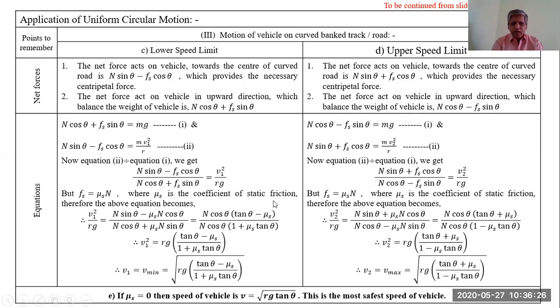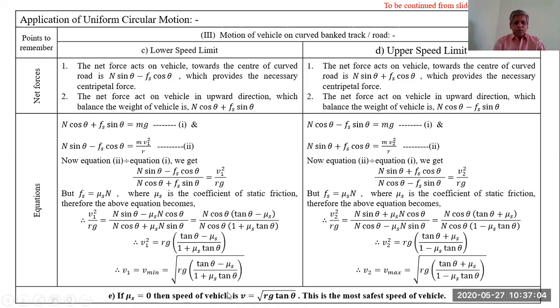Only the difference is here: in the lower speed limit, N sin theta minus mu s N cos theta, that is fs, mu s N cos theta, provides the centripetal force, and here N sin theta plus mu s N cos theta provides the centripetal force. Plus signs here, minus signs here. We have learned similar articles; the only difference is the direction of the force of static friction.